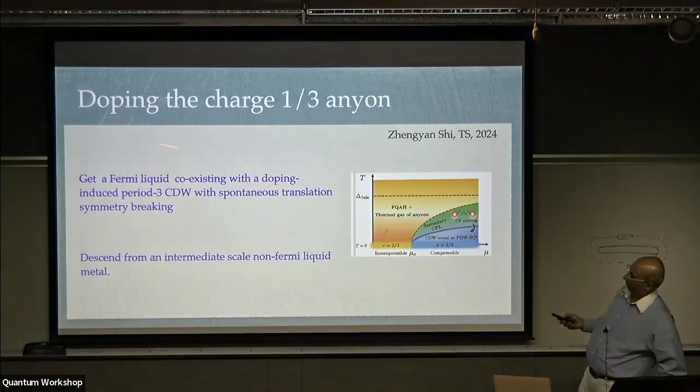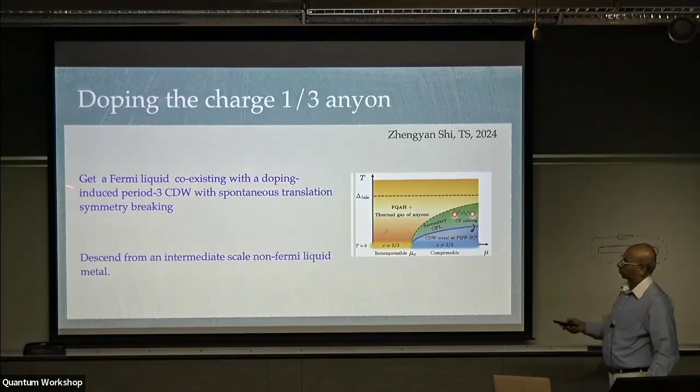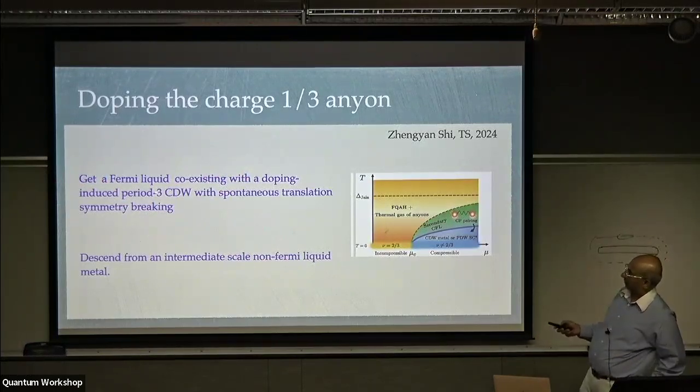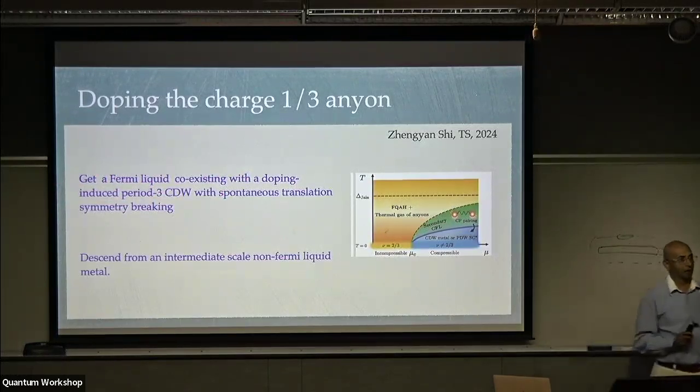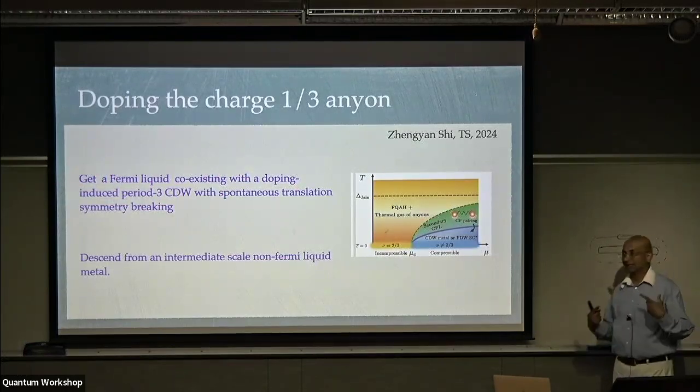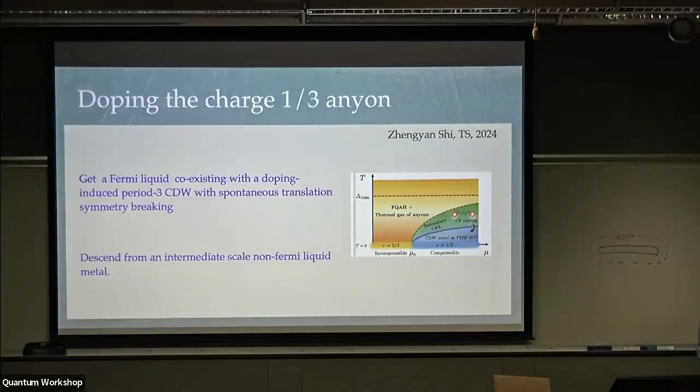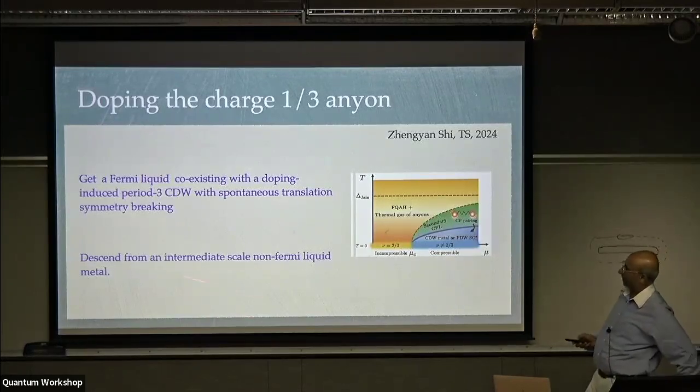And that's consistent with things like Luttinger, because we also find that this Fermi liquid coexists with the spontaneous breakdown of translation symmetry, with a period 3 charge density wave that's induced by doping, right? The wavelength of the charge density wave doesn't change. It's locked at the commensurate value, but the amplitude onsets only because of the doping. And in the analysis, this descends from some intermediate scale non-Fermi liquid metal.